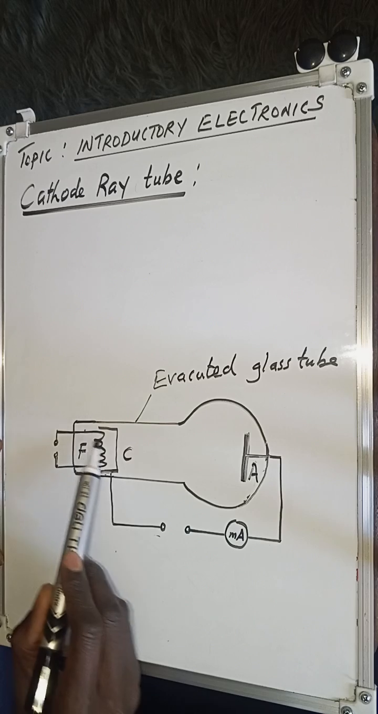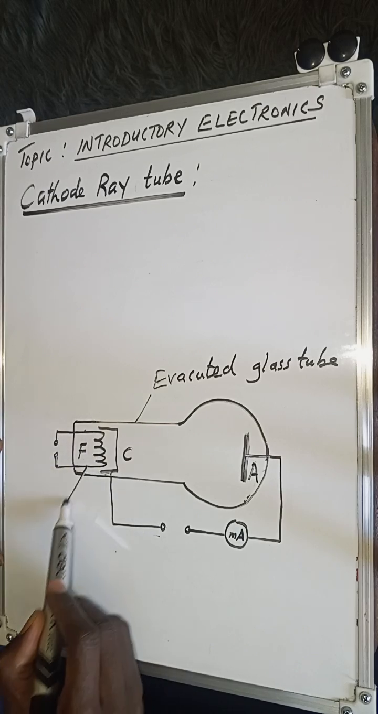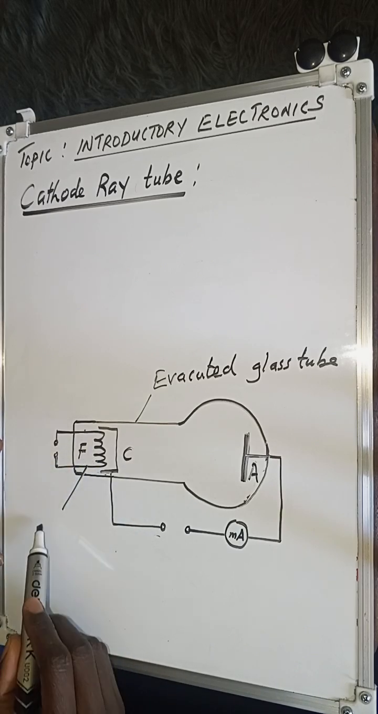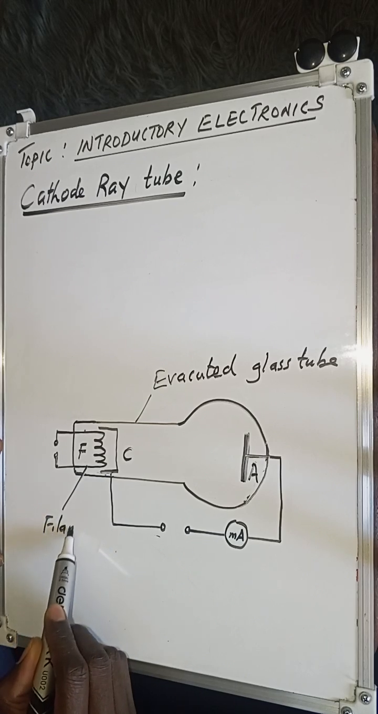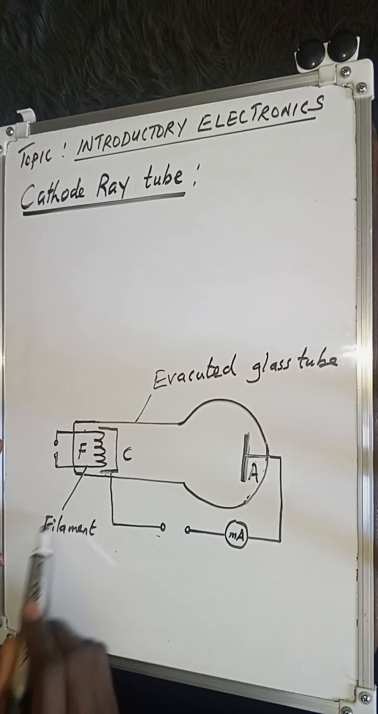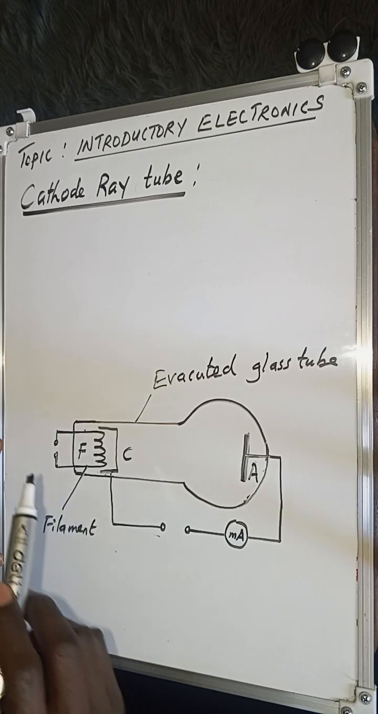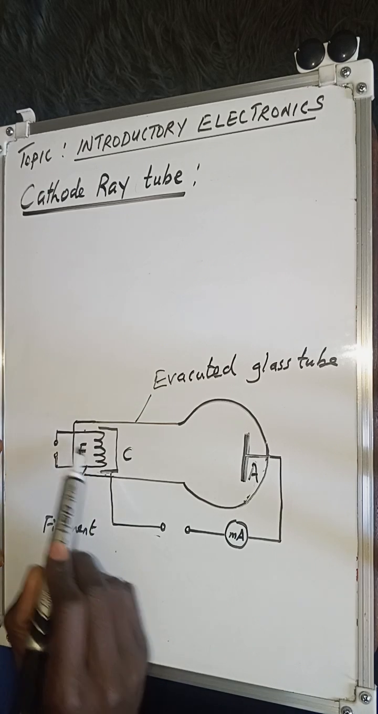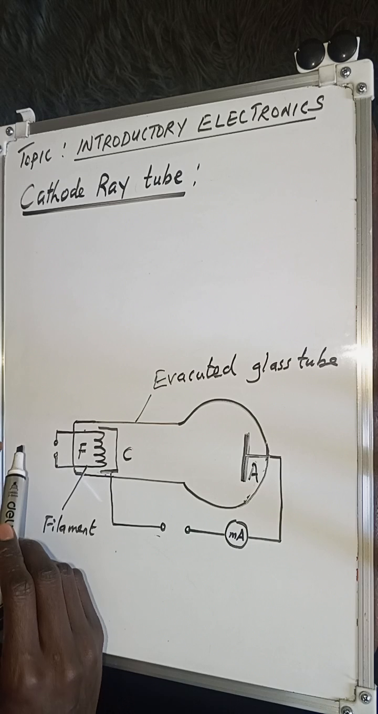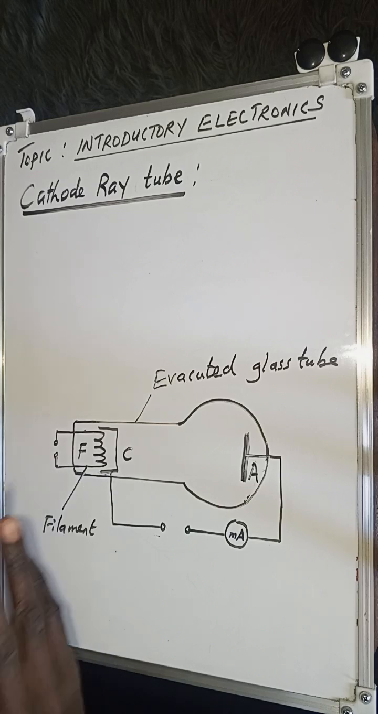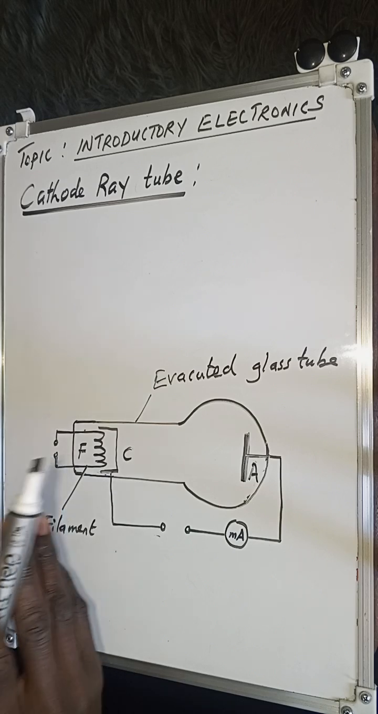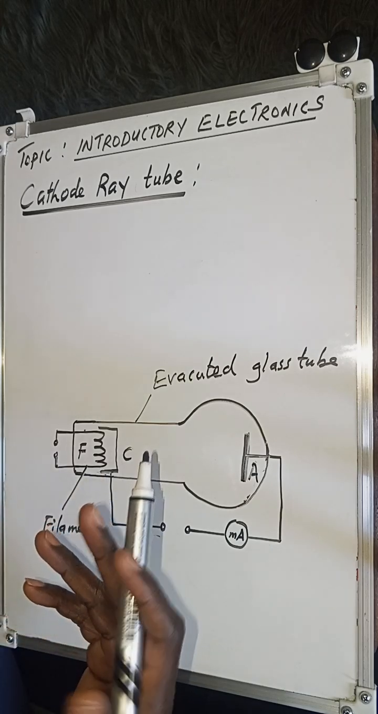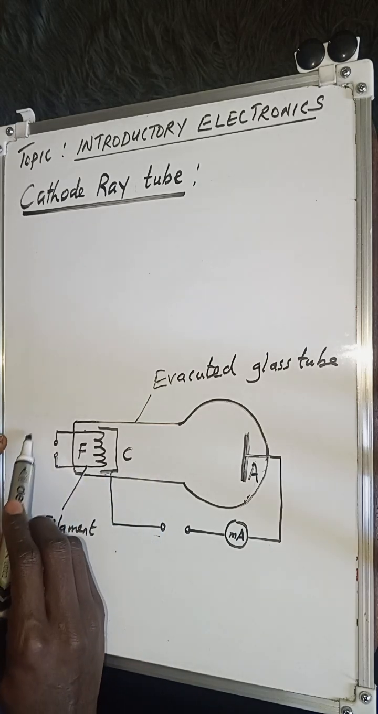Then it has got a filament, which we are calling F. So this portion that you are able to see there is what I'm calling the filament. So that is the filament. And of course, the filament is connected to a power supply, in this case a 6-volt. It could either be an AC or a DC power supply.